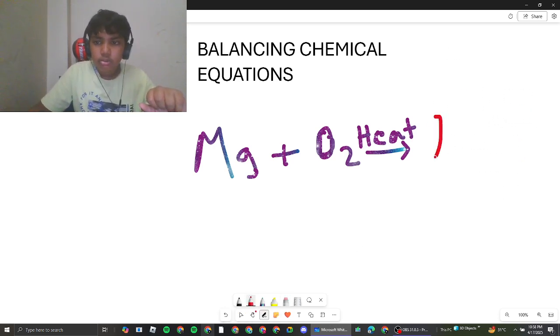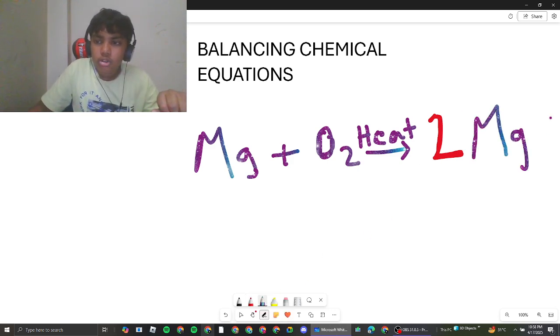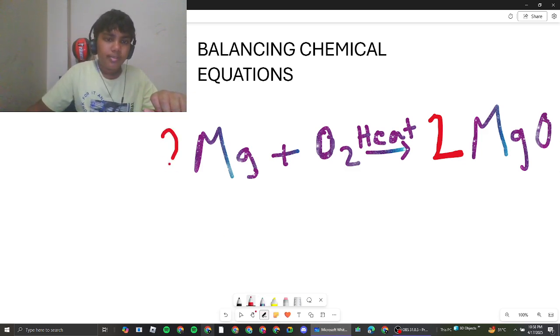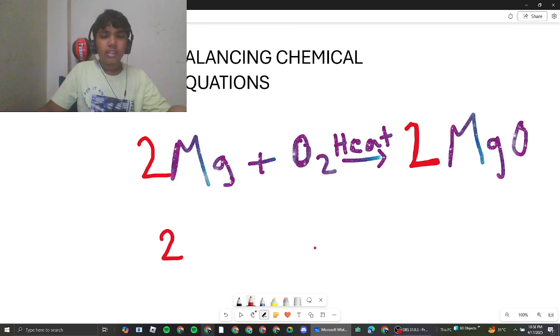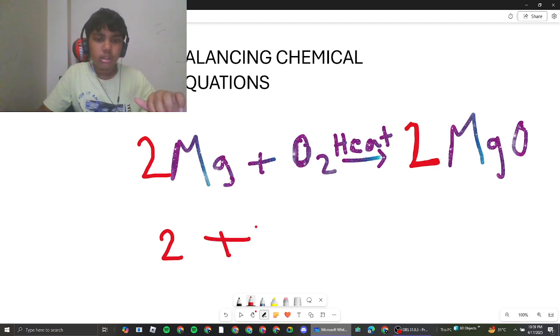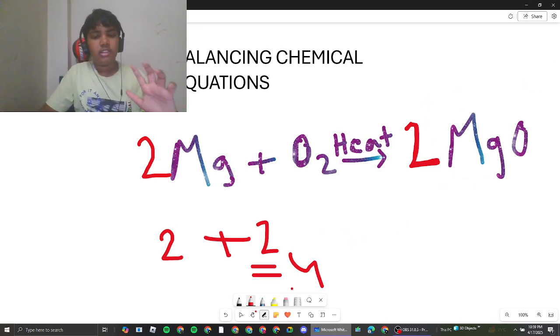Why don't we put a 2 here, MgO, but then we would have to put a 2 here to make it balanced, because 2Mg, 2O is balanced. If you count the total number of atoms, it will be equal. Here we have 2, here we have 2, here we have 2. This multiplies. Just think of it as a multiplier, like distribute.